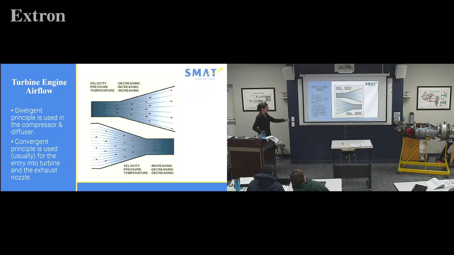So, as we've mentioned, the divergent principle is used in the compressor and the diffuser. We're going to go into a lot more detail on that. And then convergent is used in the turbine to get the velocities we need.